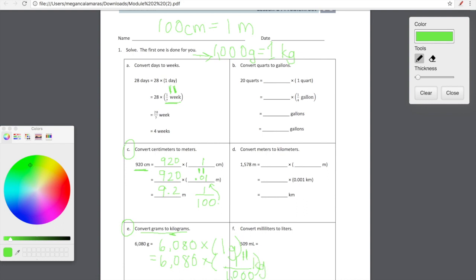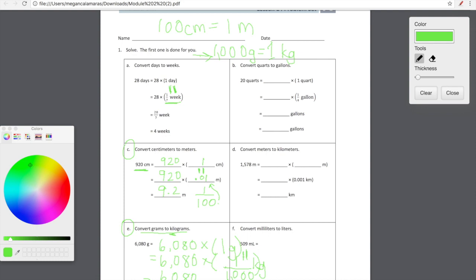Now we need to multiply for our third line. We're going to multiply 6,080 times 1, and I know we haven't really looked at multiplying fractions yet, but just hang in there. 6,080 times 1 is 6,080, and then on the bottom, there's nothing on the bottom, so we're multiplying 1 times 1,000. We're going to end up with 6,080 over 1,000.